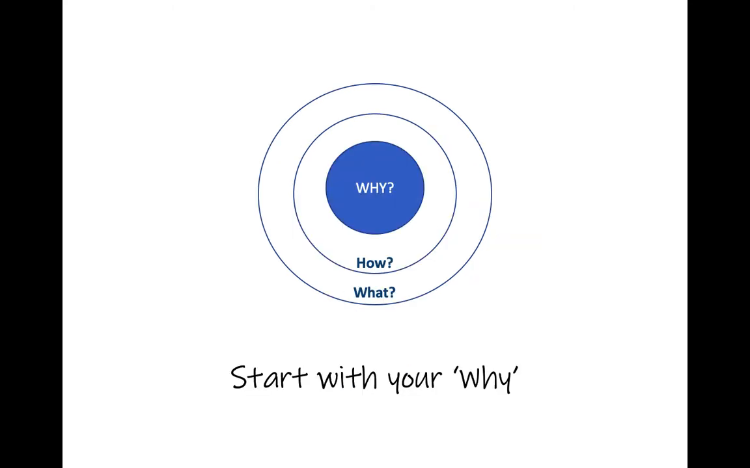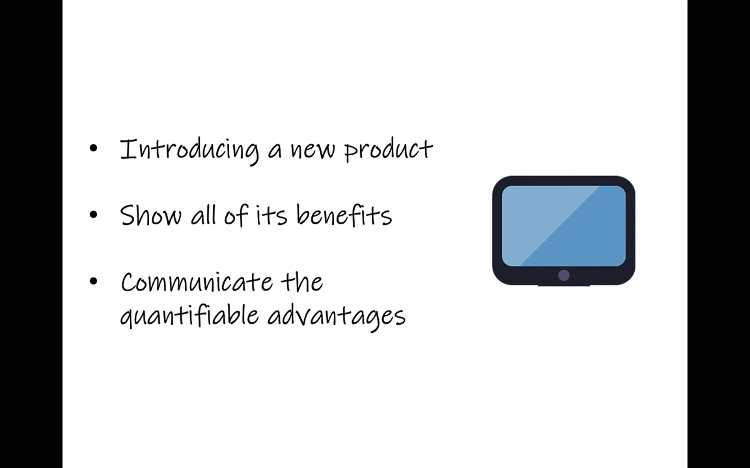Well, first, you have to identify your why. This will then allow for you to identify your what. And once you have that, then you can finish by identifying your how. Now, the last method we're going to show you today is called the value proposition. This is applicable when you're introducing a new product to the market, and essentially what you're going to do with it is show all of its benefits and make sure that you can communicate the quantifiable advantages of it.